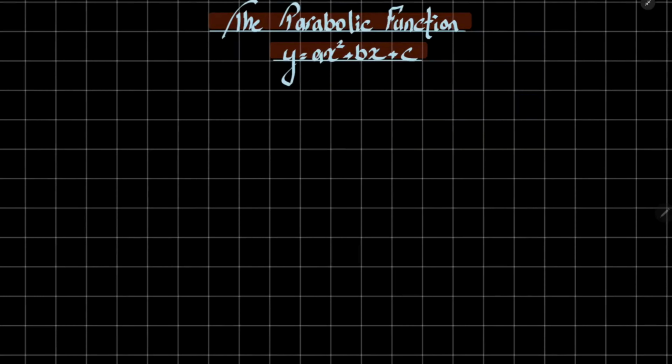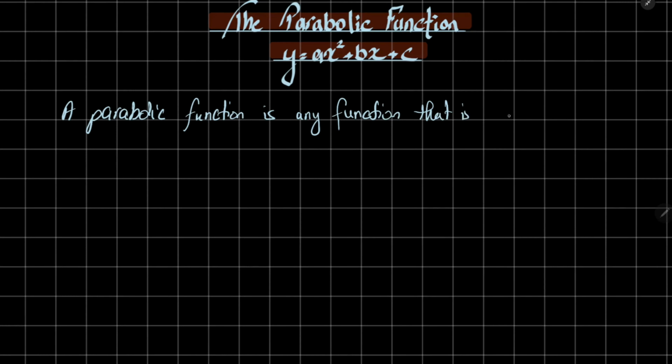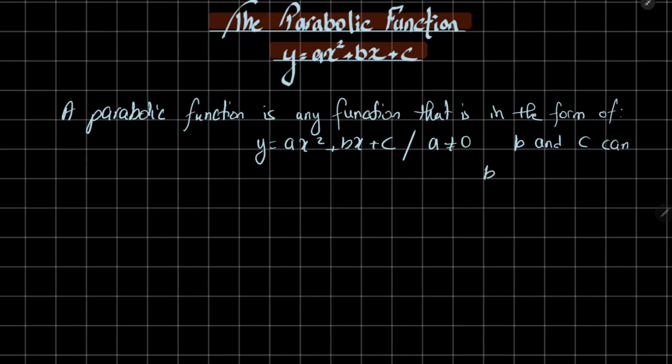Hello everyone, in this video we will talk about the parabolic function. First of all, what is a parabolic function? A parabolic function is any function that is in the form of y equals ax squared plus bx plus c, such that a can be any number different than 0 and b and c can be any number.